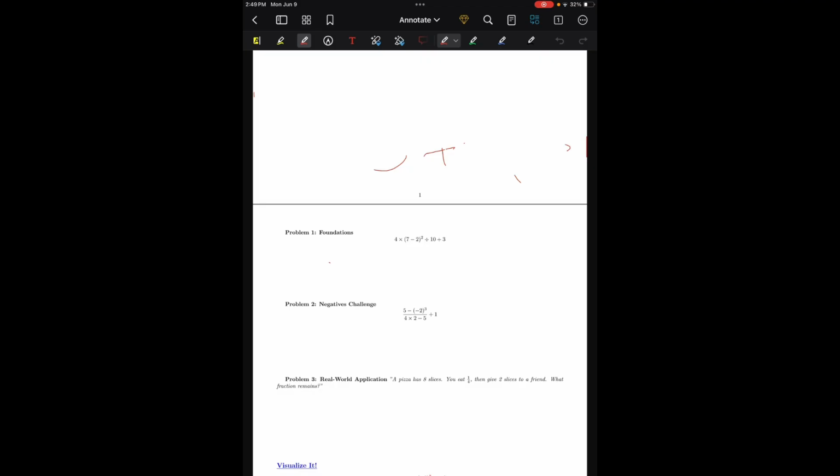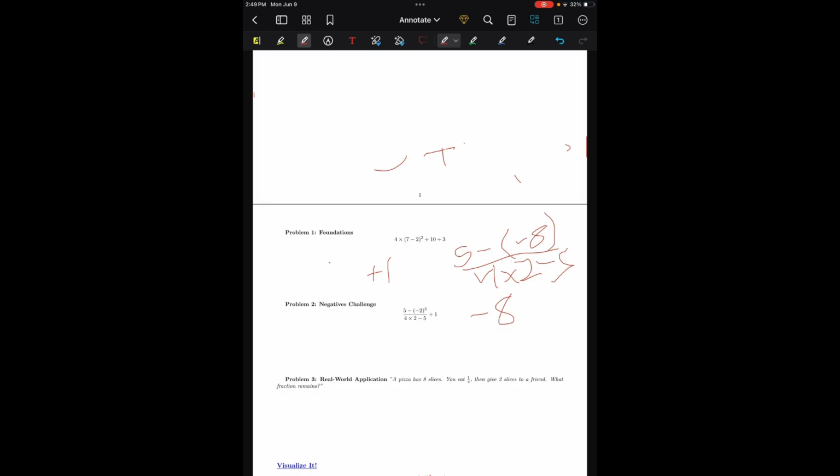So we should move on to exponents. Negative 2 to the third is equal to negative 8. So our equation moving on is 5 minus negative 8 over 4 times 2 minus 5. And then we'll save the plus 1 for later.